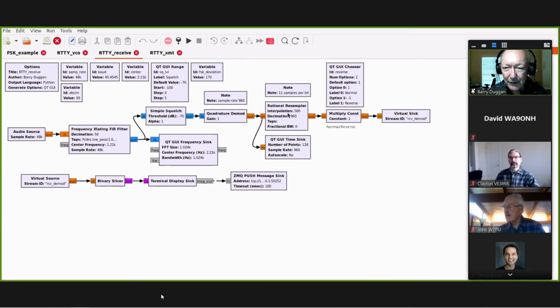And then I'm going to do a rational resampler on that. I'm going to decimate that by 960 and interpolate by 500, which gives me a sample rate of 500 samples per second. And the note says 11 samples per bit. Well, if you look at my original repeat on the transmit side, I was getting 22 samples per symbol when I was transmitting it, but now I've got 11 samples per symbol at 500 samples per second. But it's exact. I didn't want a fractional sample to deal with. I wanted to know that every 11 samples I had one symbol.